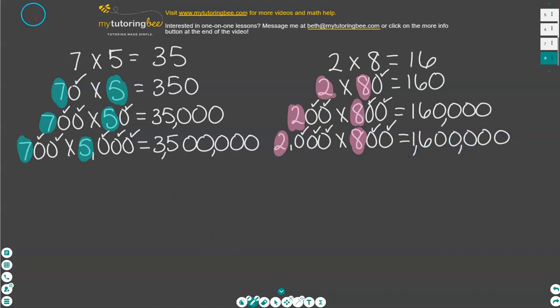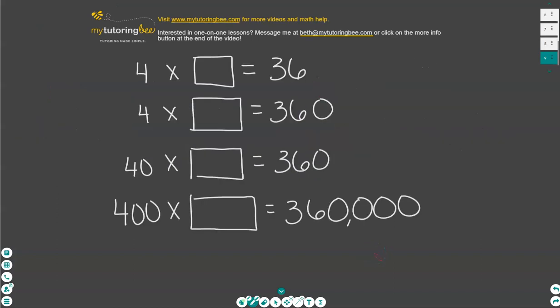There we go. Now, if you really want a challenge, we can look at this setup where we are missing one of our factors. So we have to figure out what factor would make these equations true. So let's start here at the top. We're going to start with the basics. 4 times what equals 36? So again, pause the video. I'd like you to try these and then come back and we'll go over them together. Okay, so hopefully you thought about that for a moment on your own. So 4 times 9 equals 36.